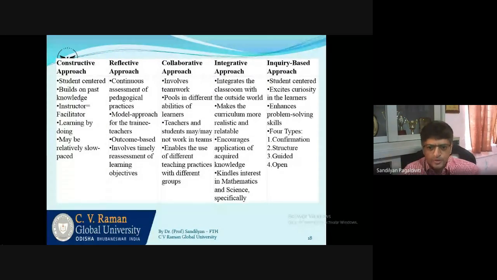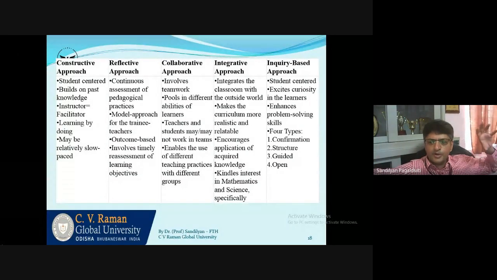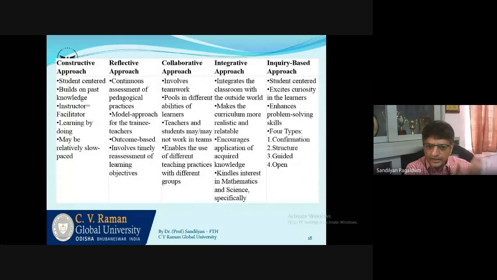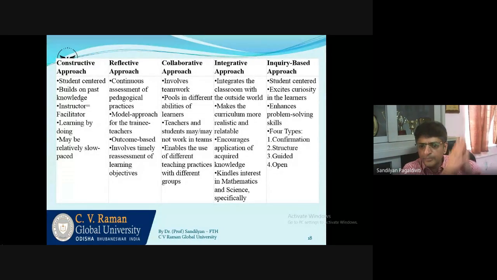A collaborative approach is where it involves teamwork. The integrative approach integrates the classroom with the outside world. It might have a link. So if I have learned about this in the class, let's see what is happening in reality. And it encourages application of knowledge. The inquiry based approach is student centered. You are giving them options to inquire and find out about things. They take the lead. They either confirm the findings, or they put it into a structure. It can be a guided one, or it can be an open ended session where they come up with whatever information, and that information is disseminated into the classroom.